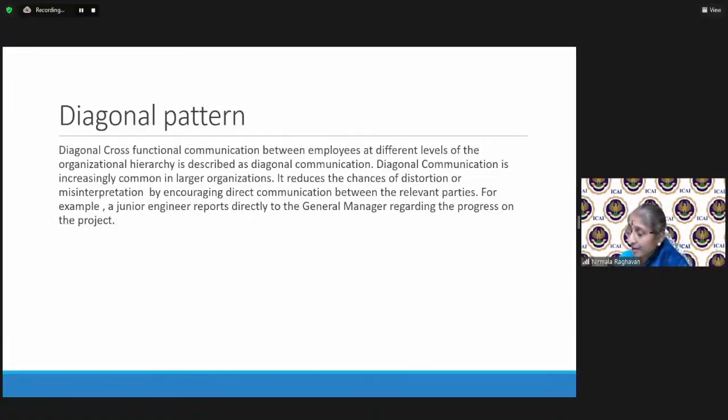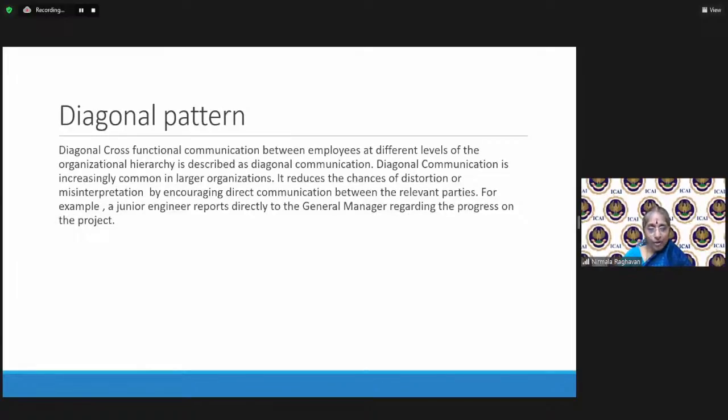Diagonal pattern is the most preferred by today's companies because large companies where there are plenty of employees with different positions, they all sit together and discuss across the table. So at one shot, the issue gets solved. Therefore, today's corporates prefer the diagonal pattern.